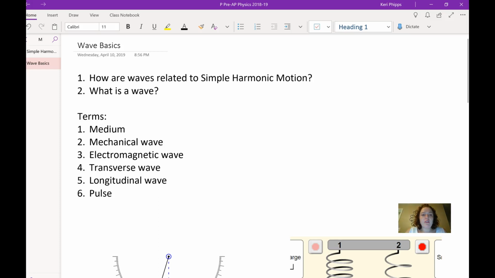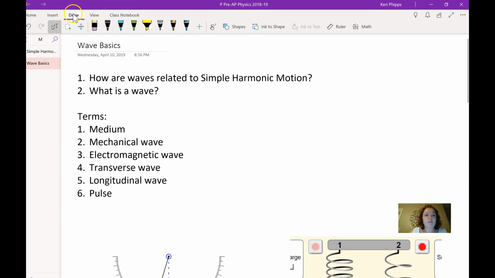So we're going to continue our conversation about waves. Two new questions. How are waves related to simple harmonic motion, and what exactly is a wave? In the last video we learned about simple harmonic motion, so we want to ask how that links to this, and then what exactly is a wave in and of itself.